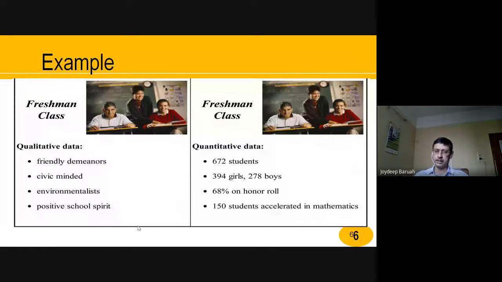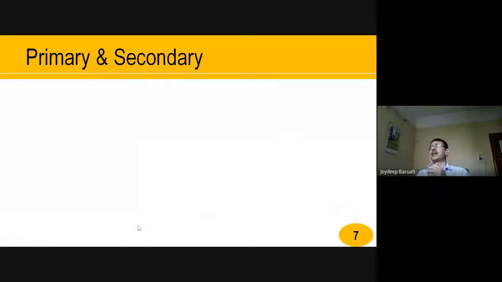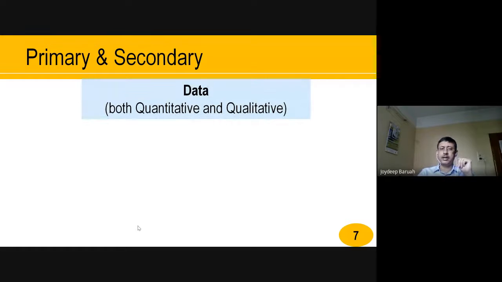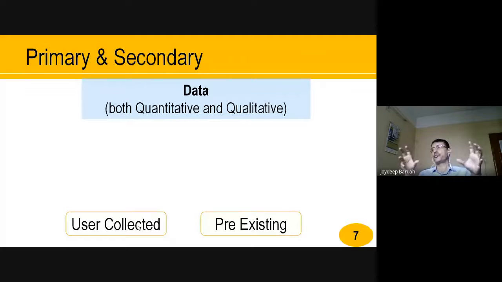That's the idea of qualitative and quantitative. All right, so now let me go to the second type of data, the primary and secondary. Primary and secondary data are something where both types of data will be applicable. It is based on the use.